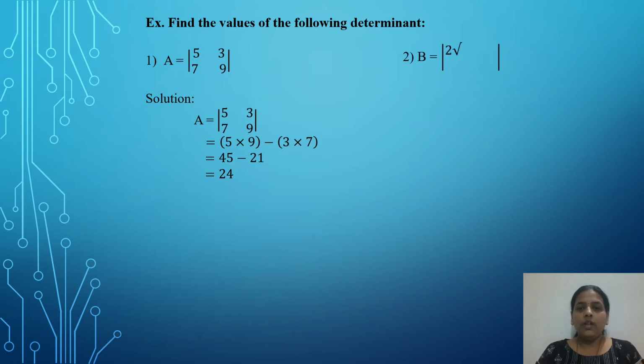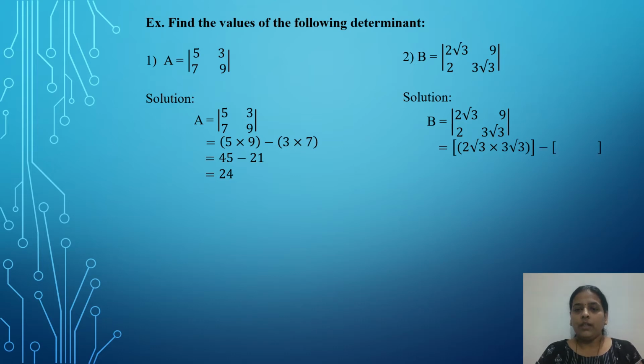Let's understand the second example. B is equal to the determinant |2√3 9; 2 3√3|. We want to calculate the value of the determinant. Solution: write down the given determinant as it is. That is, B is equal to |2√3 9; 2 3√3|. So we calculate by multiplying 2√3 into 3√3, minus 2 into 9. How do we calculate 2√3 into 3√3? Let's rearrange it.